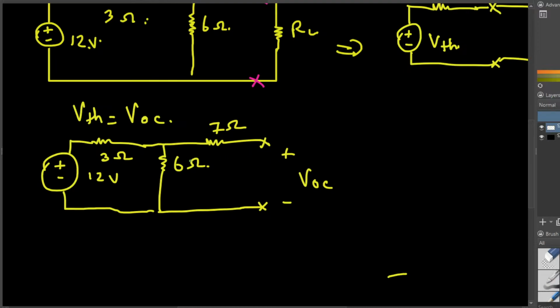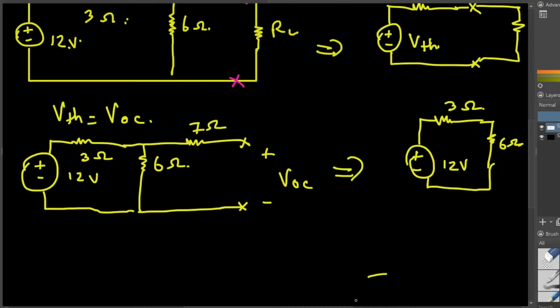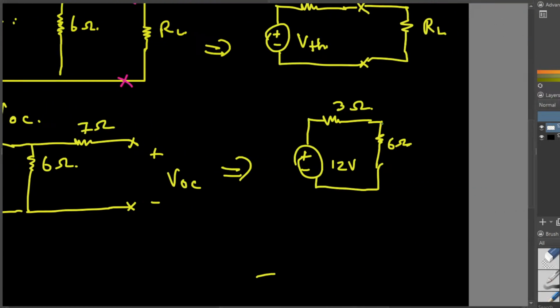Let's redraw this one without the 7 ohm, so you can see this clearly. Plus minus, and this is the 12 volt source, and here we have the 3 ohm resistance, and this is the 6 ohm resistance, and that 7 ohm resistance does nothing, so I'm just going to draw a straight line like this.